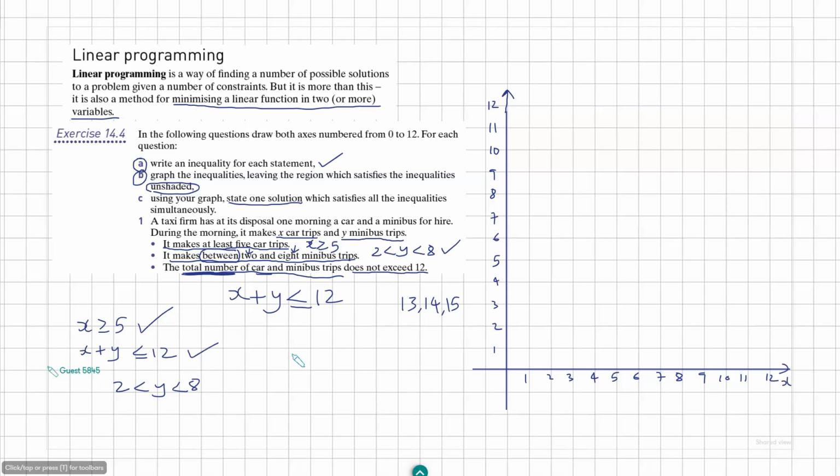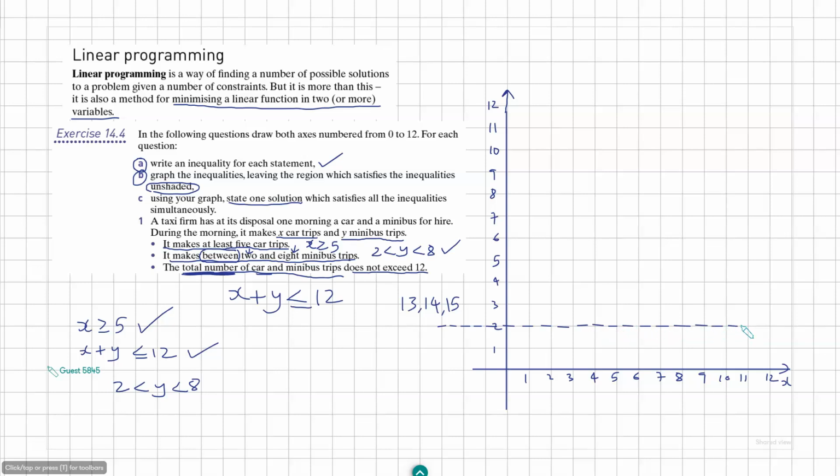Everything less than or equal to 8. Greater than 2 and less than 8. So y is greater than 2 and less than 8. So actually, your y equal to 2 is going to look like this, right?